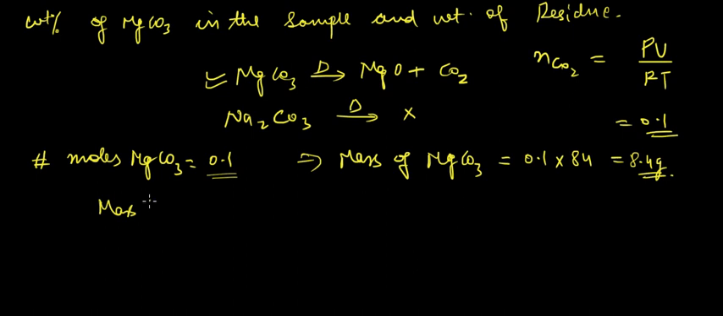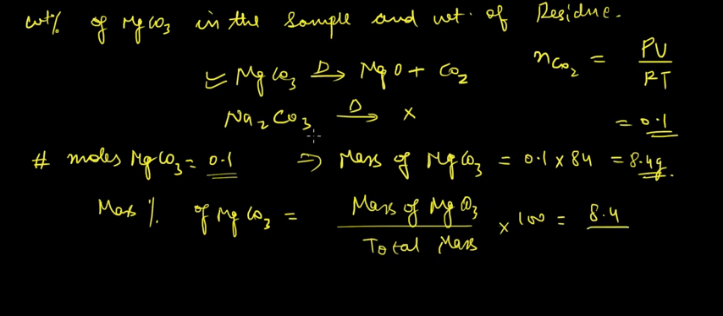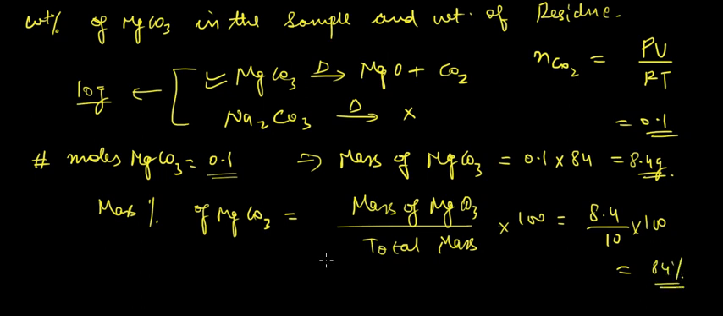So the mass percentage of MgCO3 would be mass of MgCO3 over total mass into 100. The mass of MgCO3 consumed in the reaction was 8.4. Total mass of the mixture which contains MgCO3 plus Na2CO3 was 10 grams. So this will give the mass percentage of MgCO3 as 84%.